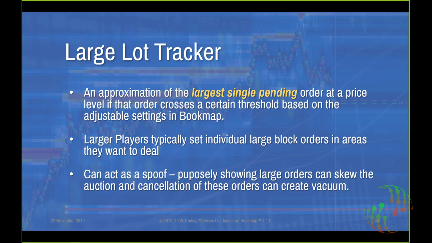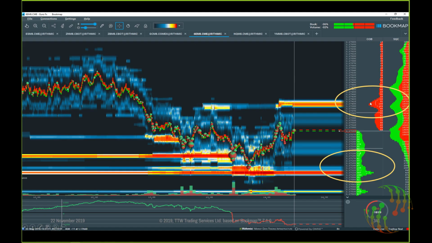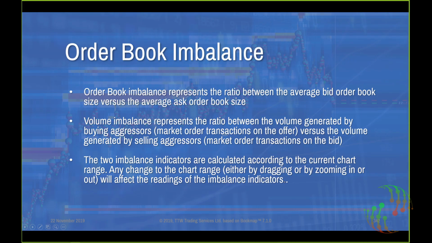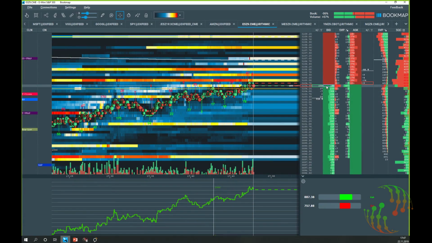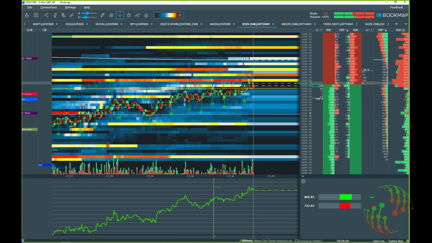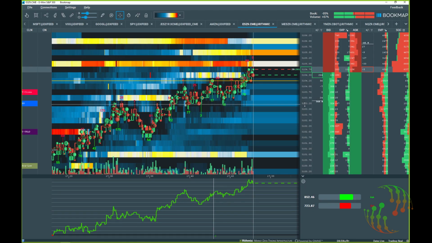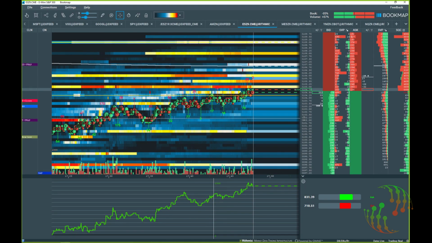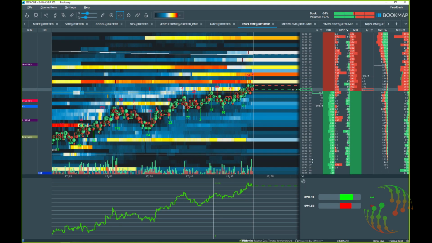Larger players typically set individual large block orders in areas where they want to deal. They can act as a spoof, purposely showing large orders to skew the auction, and cancellation of these orders can create a vacuum. So you see, large lot trackers are indicated by these small vertical lines. Let me see whether we have some here. Yes, here, below that one.